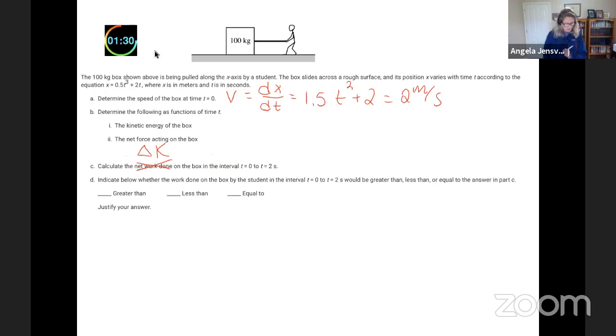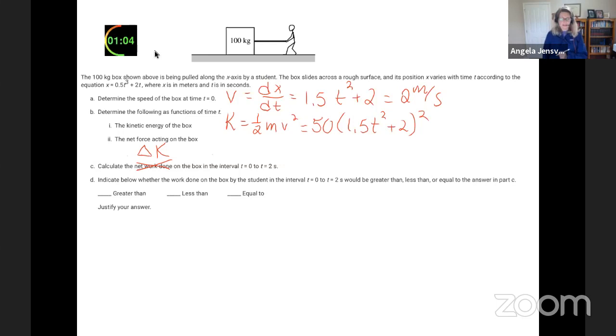No problem. Part B, get the kinetic energy of the box as a function of time. So we're trying to get an expression. So kinetic energy is 1/2 mv squared, right? Our mass is 100. Half of that is 50. So I'm going to say 50 times (1.5 t squared plus 2) squared. There's our kinetic energy function. No problem.